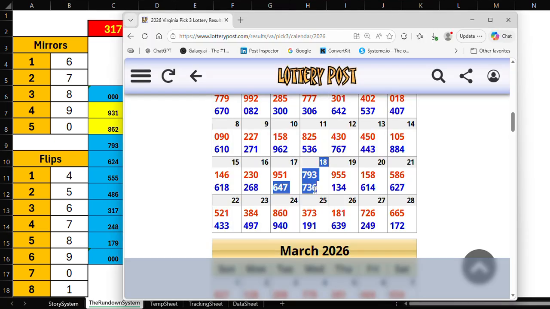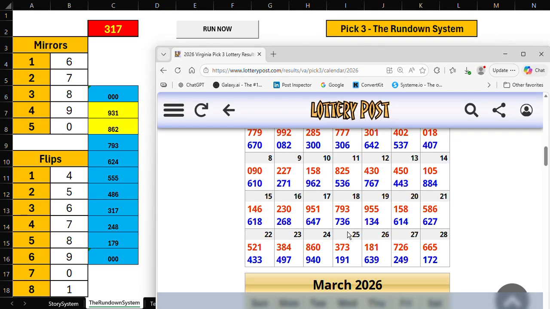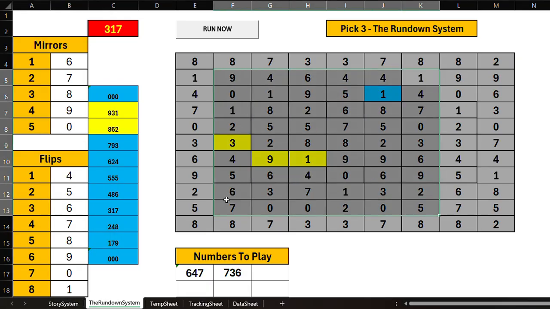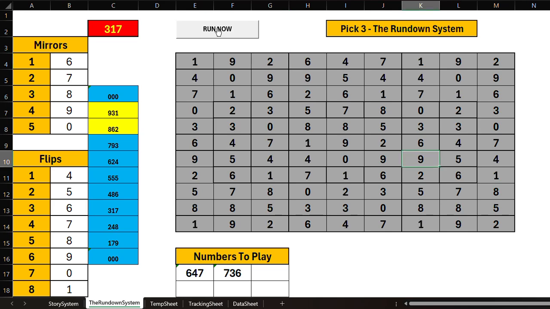It's not gonna work. 647. Let's try it out. 647 to 736. 647 to 736. State of Virginia. Okay. 647 192. So let me bring this down here so that way I have a better picture of this number.